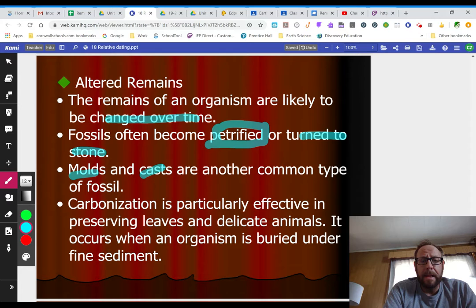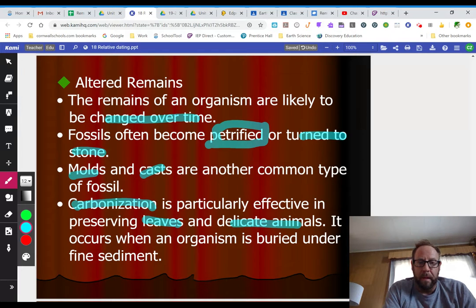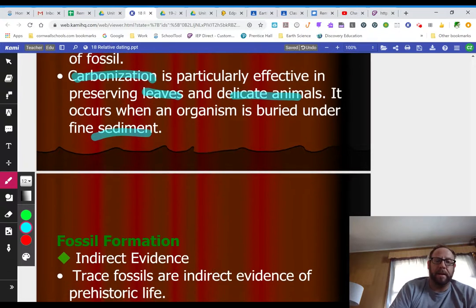Those are types of fossils. They show evidence of this life. We could also have carbonization of certain remains: leaves, delicate animals that were soft. They leave imprints, not actual parts anymore.